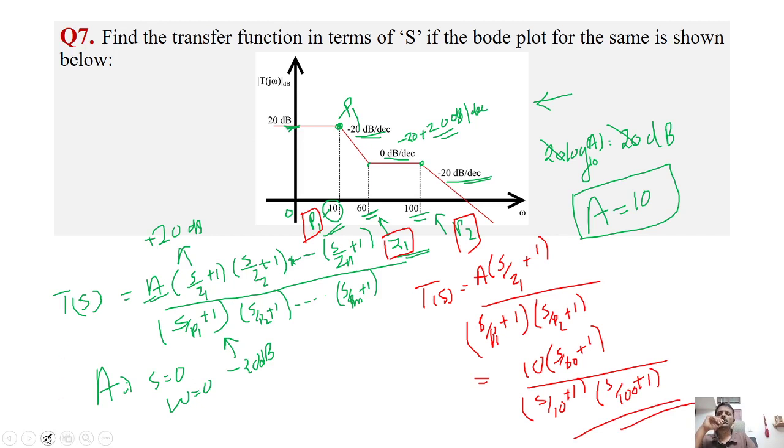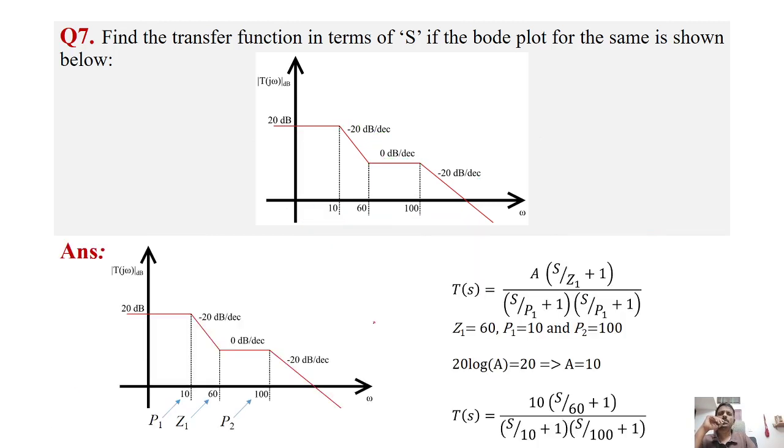So let me clear this. I will show the solution that I have written. Same as I have mentioned, this will be the pole P1, this will be the zero at 60, and 100 will be the pole P2, and I just substituted here. Since there are 1 zero and 2 poles, we can write the transfer function like this, and I just substituted each value, and I got the transfer function as 10 into s by 60 plus 1 divided by s by 10 plus 1 into s by 100 plus 1. So this is the transfer function of this Bode plot.